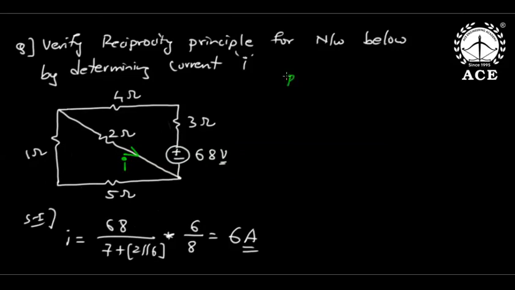Now I am writing the reciprocal network of the given network. How to write this reciprocal network? First of all, remove the source. Removing the voltage source means what we have to do? Short it.